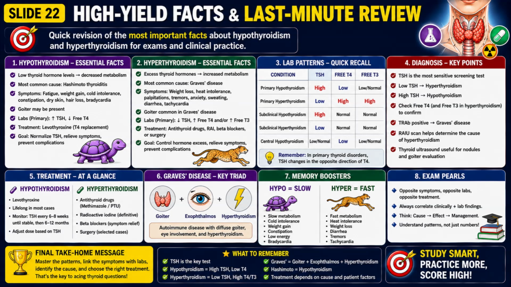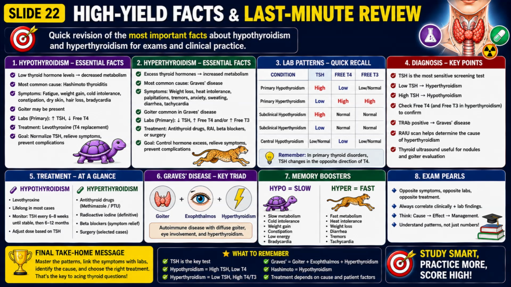The most common cause of hypothyroidism is Hashimoto's thyroiditis. The classic laboratory pattern is elevated TSH and decreased free T4. Treatment involves lifelong thyroid hormone replacement with levothyroxine in most patients.